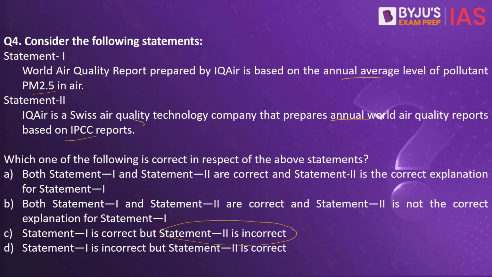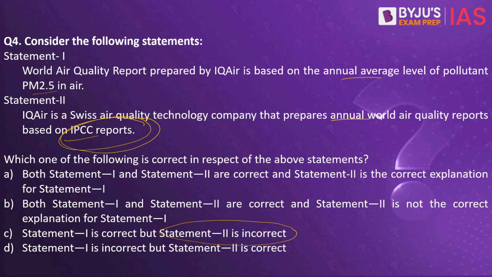So it is not just with respect to the IPCC report, but instead it is from the data collected from the monitoring centers that are managed by different governments in different parts of the world and also by other institutions and organizations across the world. That is why the second statement is wrong. When you look into the first statement, yes, the World Air Quality Report by IQAir is based on the annual average level of pollutant PM 2.5 in air. Yes, this statement is right.